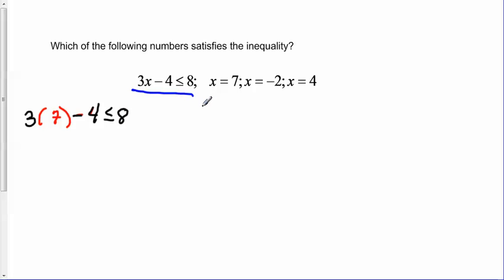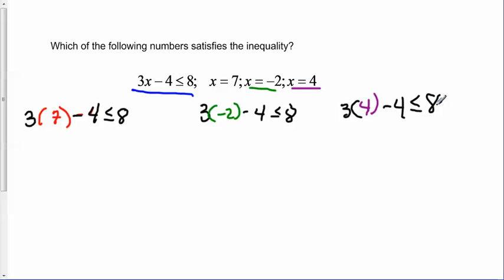And then we also have this one over here with negative 2. So now we're going to do this one with x equals negative 2. 3 times negative 2 minus 4 is less than or equal to 8. And then the last one we're going to be taking a look at is this x equals 4. So we've got 3 times 4, and then minus 4 is less than or equal to 8. And we want to see which of these are true.